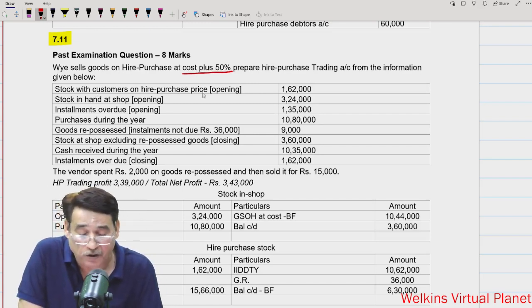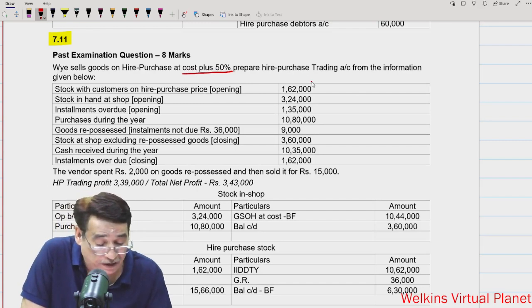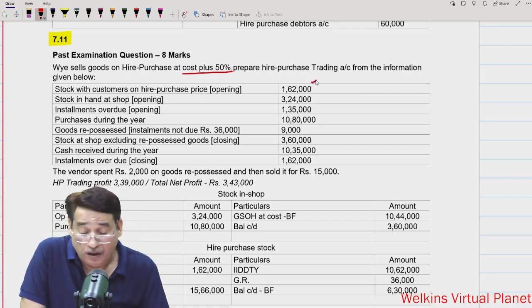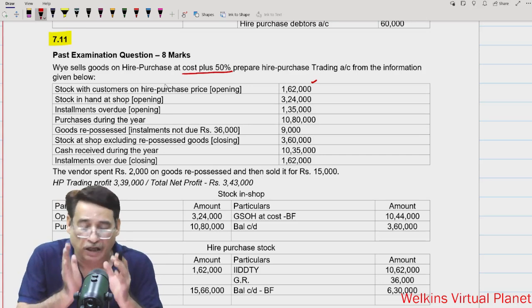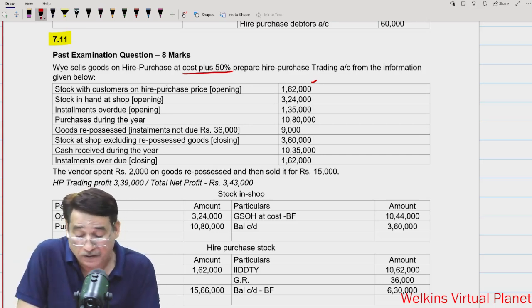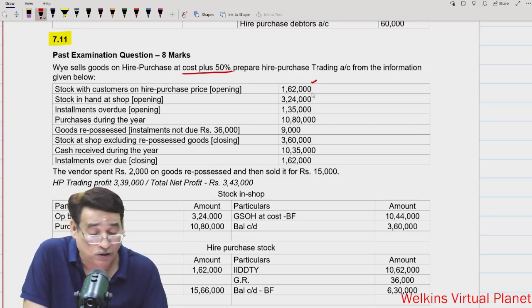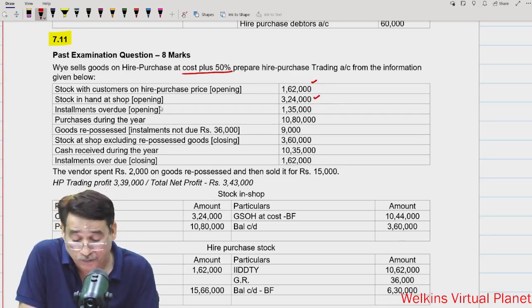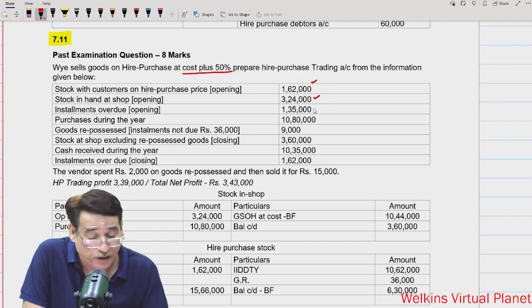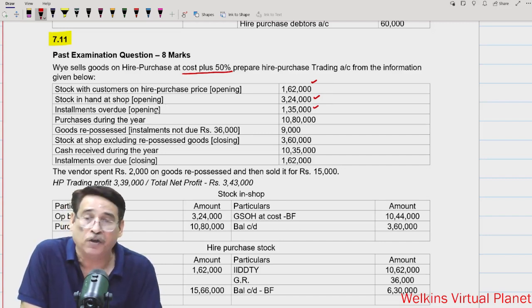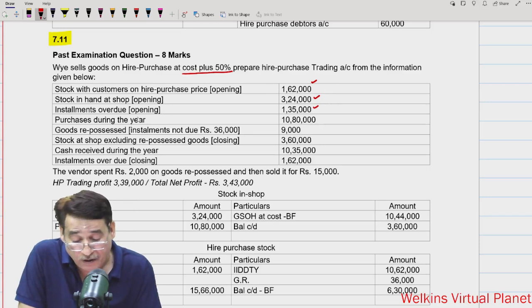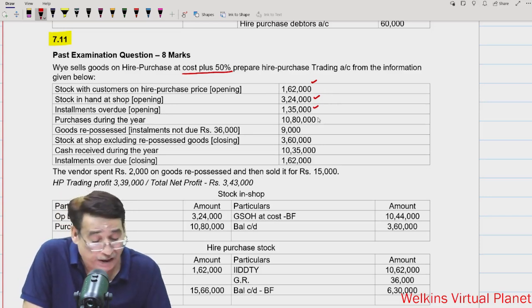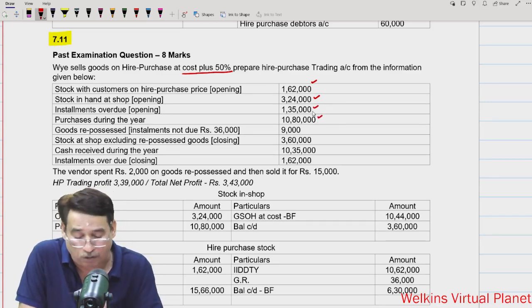Stock with customer on hire purchase price 1,62,000. You will write it when you prepare the hire purchase stock account as opening balance. A stock in hand is also given in this question. Correct? So you will prepare a stock in shop account also. Installment overdue opening balance is given. Of course, it is related to hire purchase debtors. Purchases during the year will find place in a stock in shop account.